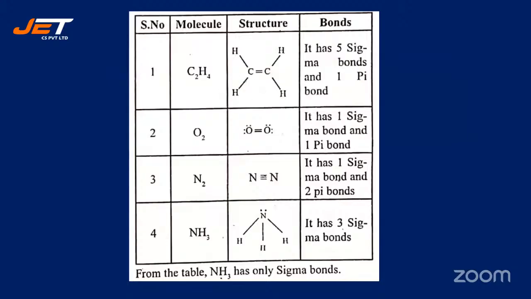Ammonia is the right compound, which is not having a pi bond. Let us see why. See here, in case of ethene, there is one pi bond and 5 sigma bonds. In case of oxygen, there is 1 sigma bond and 1 pi bond. In case of nitrogen, there are 1 sigma bond and 2 pi bonds. In case of ammonia, it has 3 sigma bonds. It does not have any pi bond. That is why ammonia is the answer.